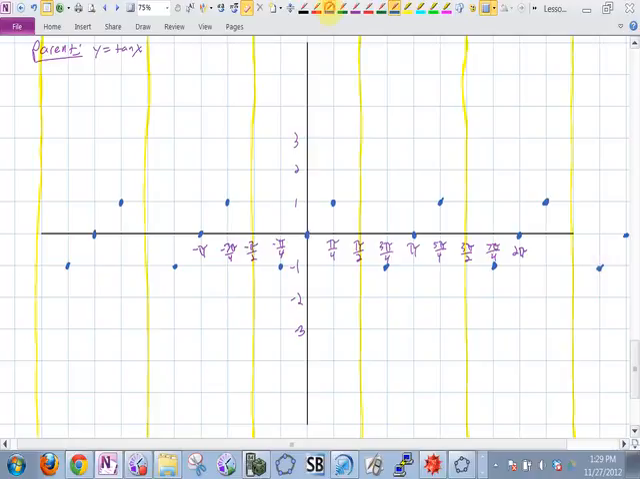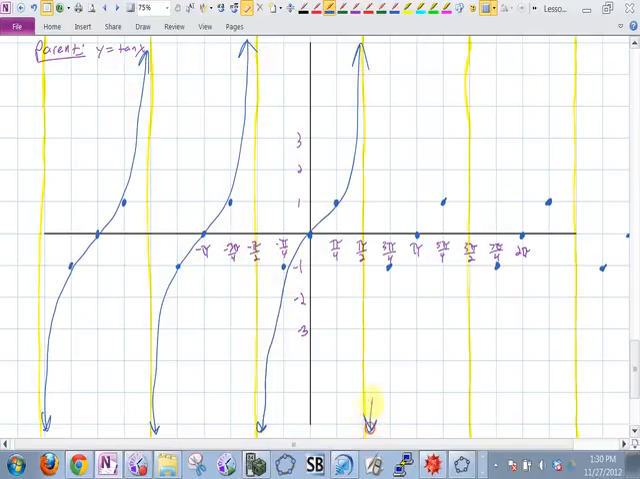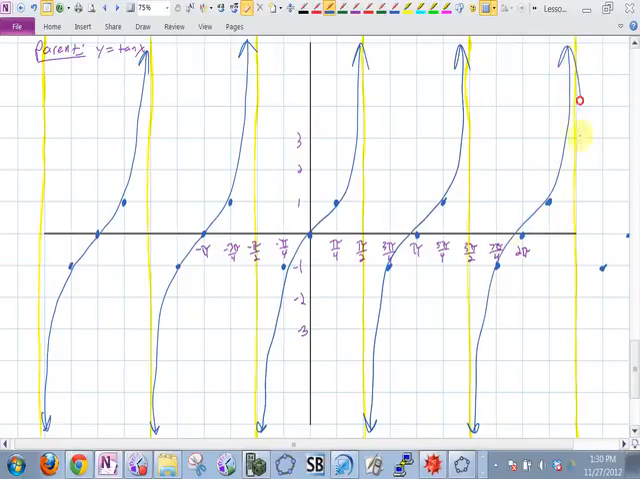Now we just draw our tangent line squiggles. There you go, something like that. Beautiful. That's one of my favorite graphs. That is a happy graph.